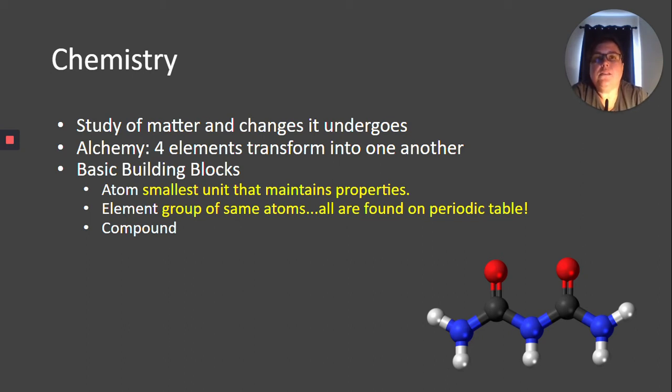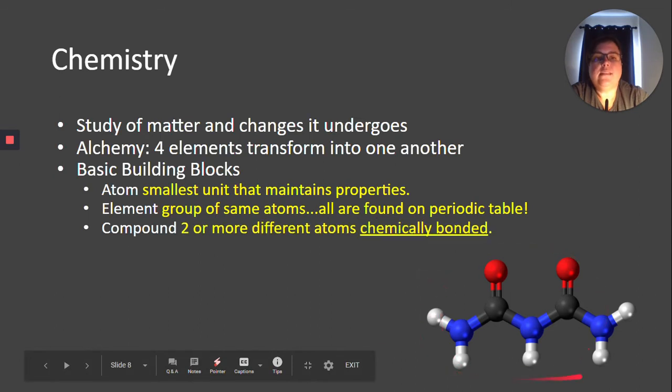A compound is when we take two or more of those atoms and we chemically bond them together. So down here in the corner is an example of a compound. These atoms are bonded together. They're different colors representing the different elements. Red would be oxygen, black would be carbon, so on and so forth.